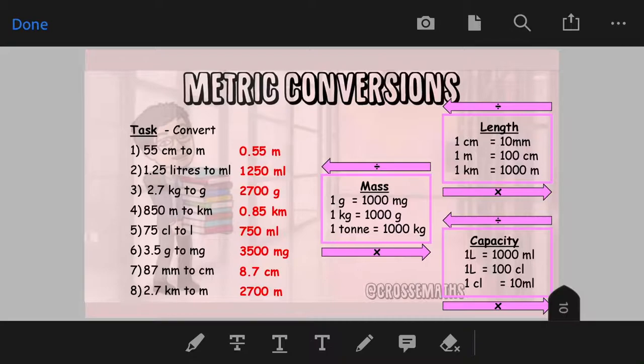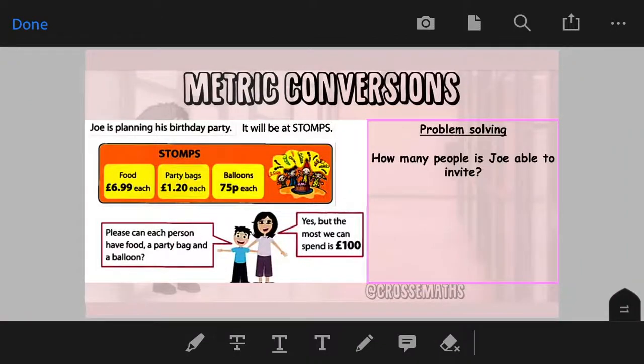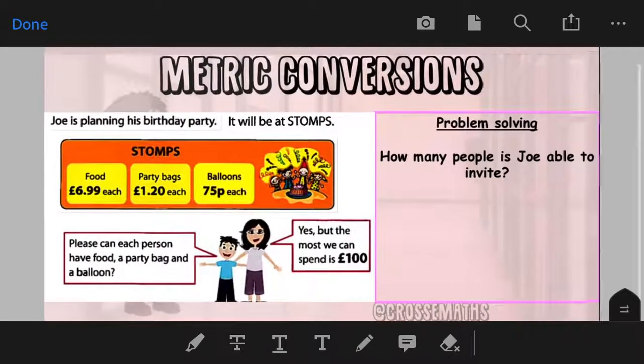Right guys, once those are all marked up, what I'd like you to do is have a go at a bit of problem solving, okay? Just to finish this off, a little bit of problem solving, and then we're done for the day. Pause the video now and have a go.